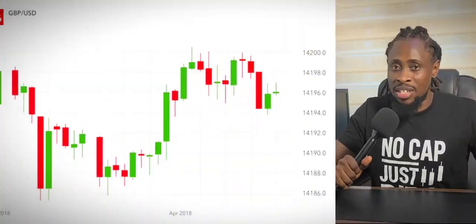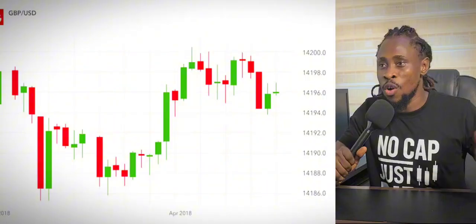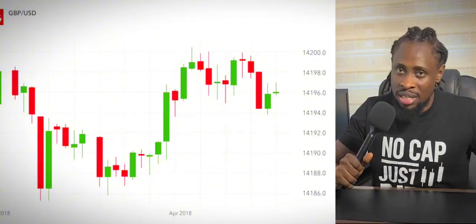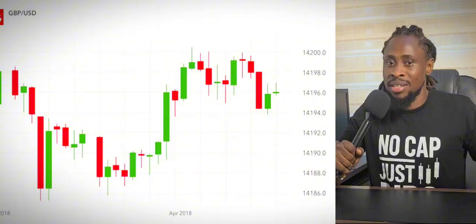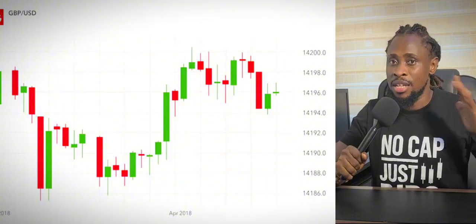Charts. When you hear the word charts, a chart simply is a visual representation of the movement of price in a currency. That's basically the charts. When you hear the charts, that is it. The green and red candles, that is basically the charts.